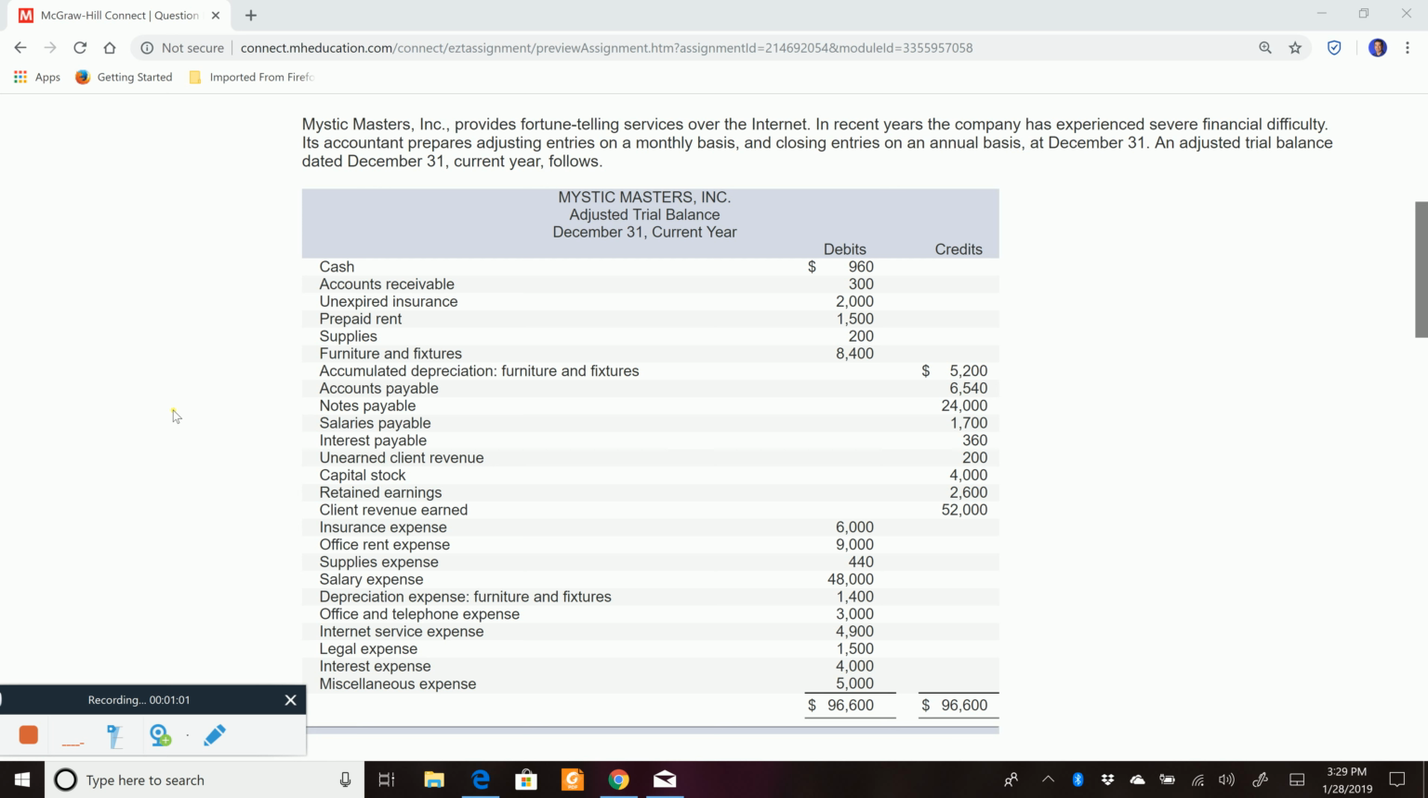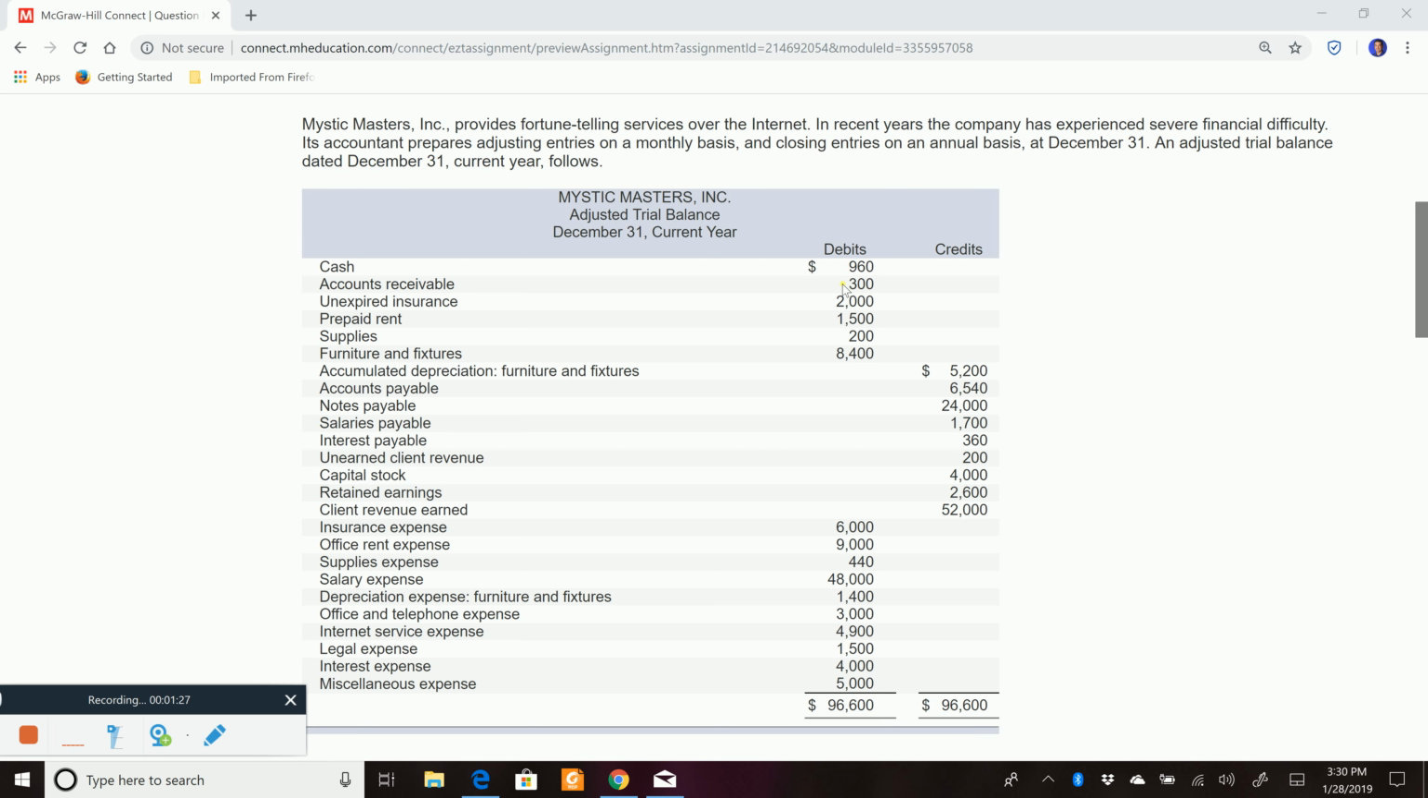From the adjusted trial balance, we can now prepare our financial statements. There are 4 required financial statements, and they need to be prepared in a particular order. The first financial statement that's prepared is called an income statement. So here is our adjusted trial balance, and you can see we have our running balances.